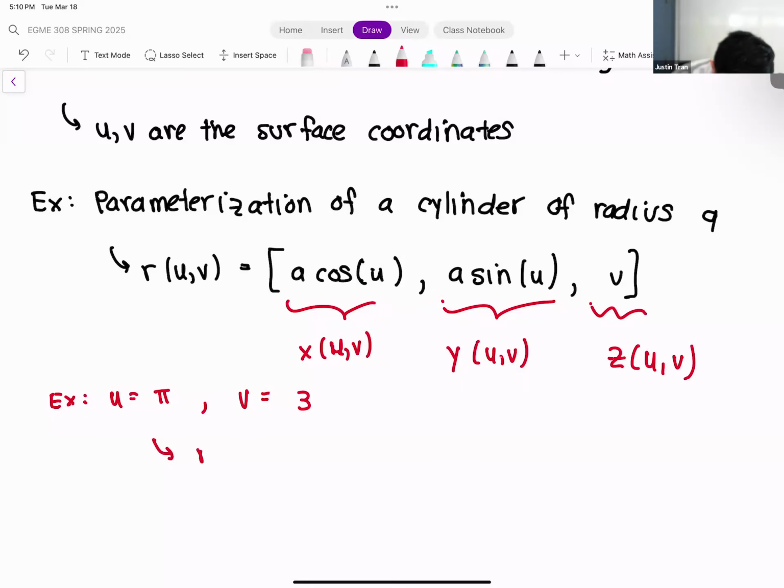So r of pi and 3. The x coordinate here is going to be a times cosine pi. Cosine pi is -1, so it's going to be minus a. Next, we have a times sine of u, and since u is pi here, sine of pi is just 0, so this is 0. And then v is 3, and that's going to be our z coordinate, so that's going to be 3.